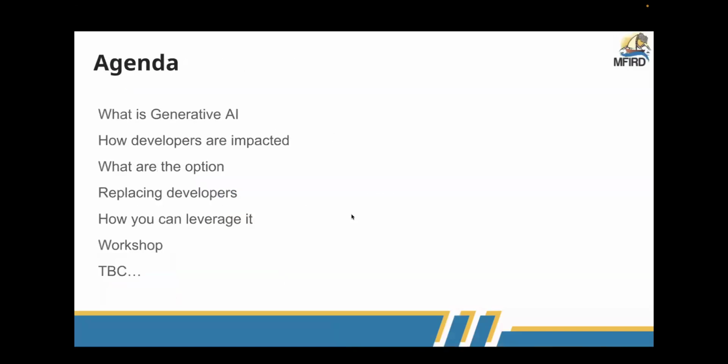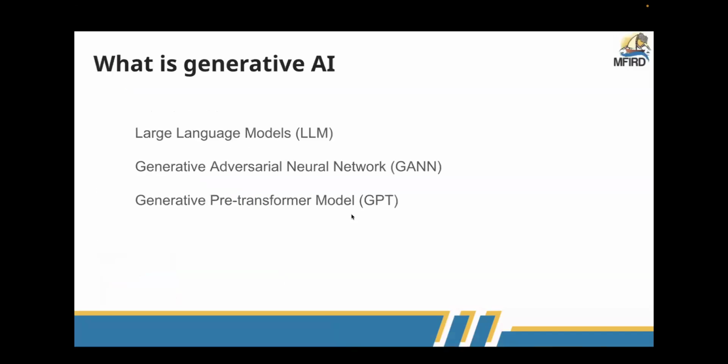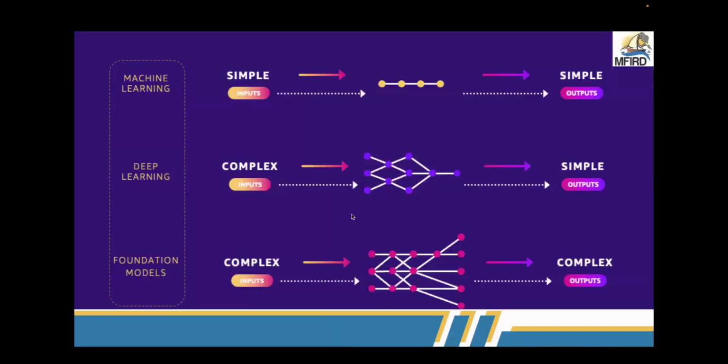This was our agenda earlier. We'll go slide-wise. So what is generative AI? In simple words, machine learning is where you have a simple input and simple output. A simple example is weather prediction. A simple weather prediction example could be that I can take dates and maybe locations, and I say, okay, what was the temperature earlier on the same date?